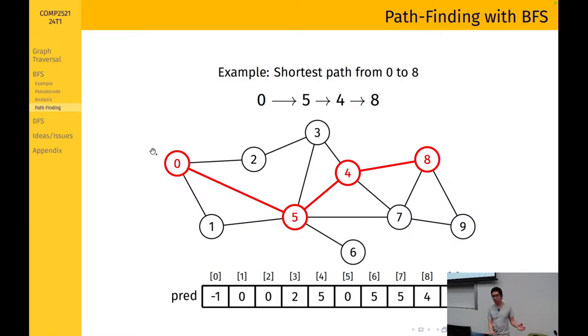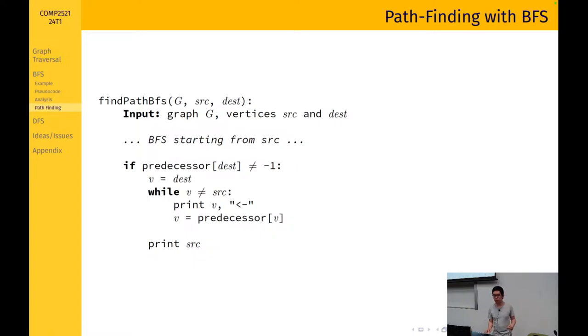Okay, so notice that there is actually another path of the same length, which goes 0578, but this just gives us one of the paths. Okay, cool. So that's how we find the path using BFS.